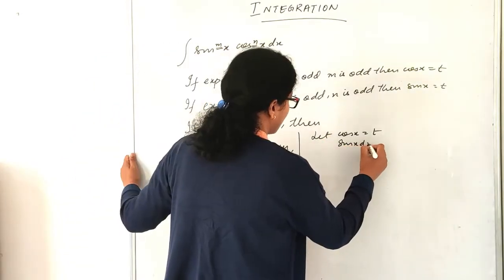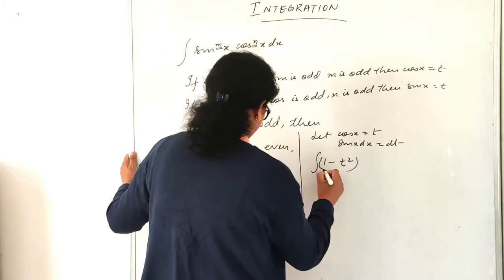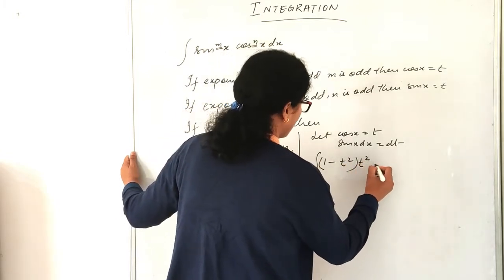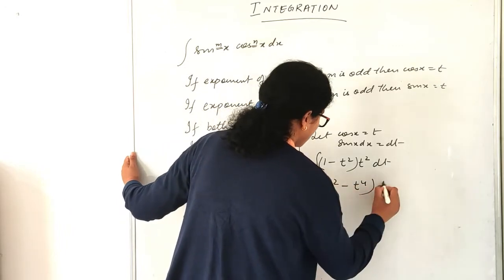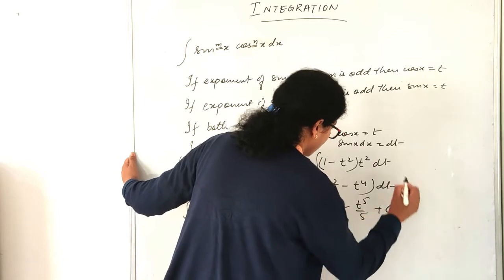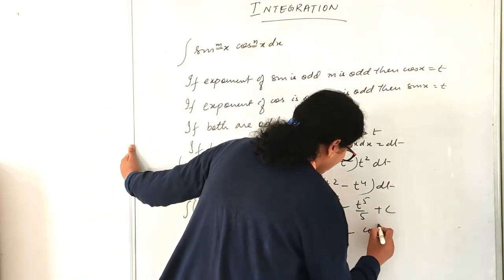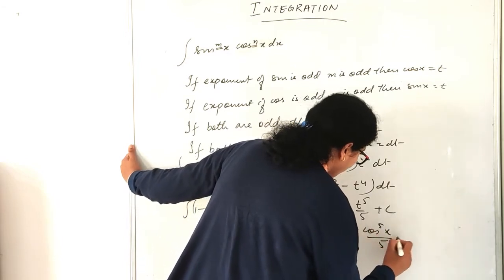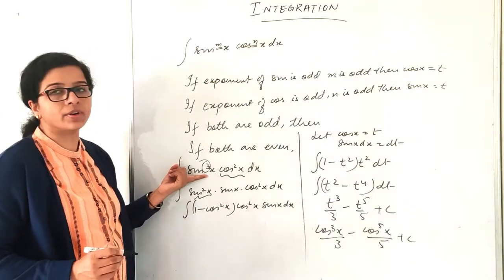Now we let cos x as t, so sin x dx equals dt. The integral becomes 1 minus t square into t square dt. Simple: t square minus t to the power 4 dt, giving t cube by 3 minus t to the power 5 by 5 plus c. Substitute the value of t: cos cube x upon 3 minus cos to the power 5 x by 5 plus c. Similarly, I can do it if I have the sine power even and the cos power odd.